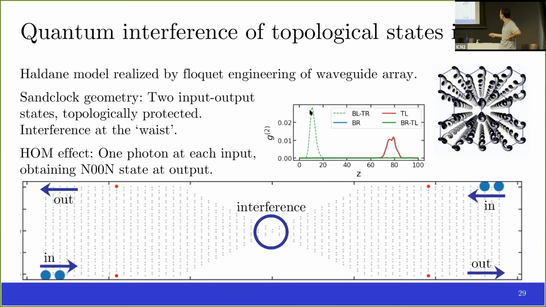We see on the plot right here that for the input, indicated by this dashed green line, there's one photon at bottom left and one at top right. However, at the output, there is no probability of having one photon at bottom right and one photon at top left. Either they are both at top left or both at bottom right. So the output of this system is a null state. I have successfully performed simulations on the system for the Hong-Ou-Mandel dip and have shown that it is resilient to disorder. And with that, I finish my presentation.